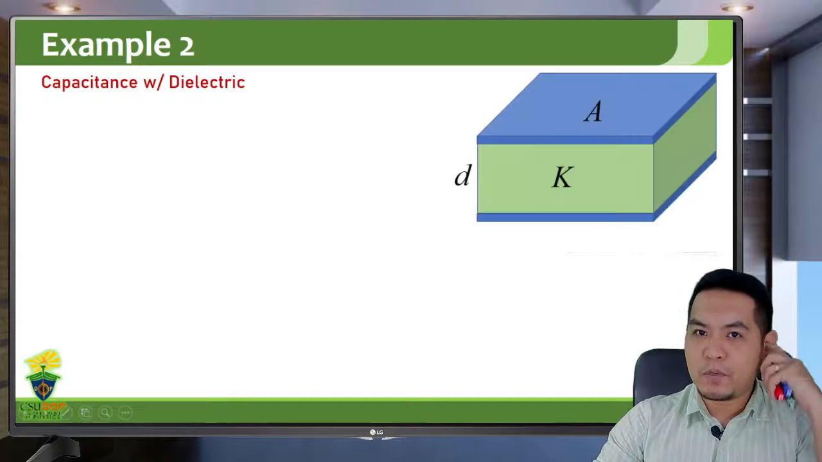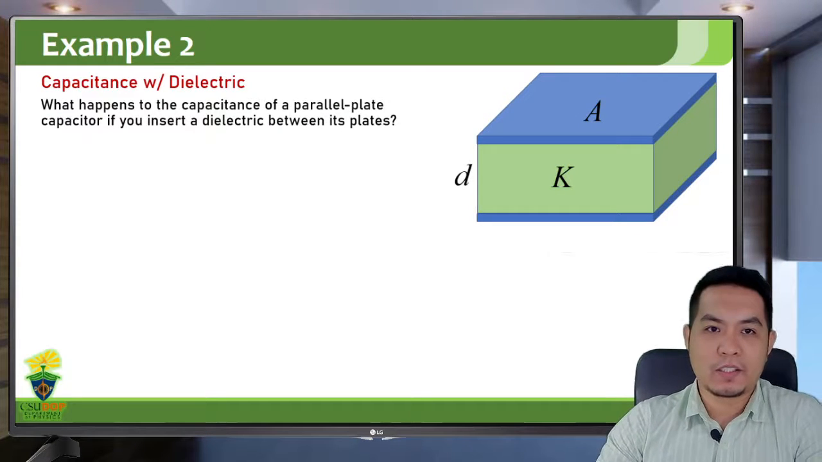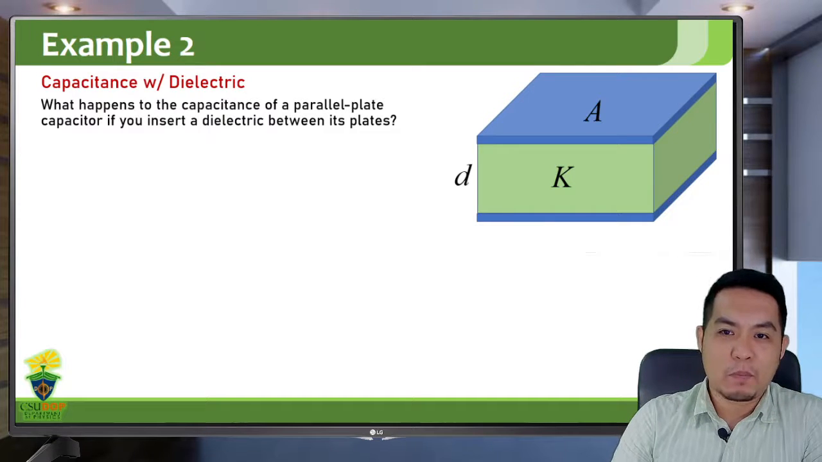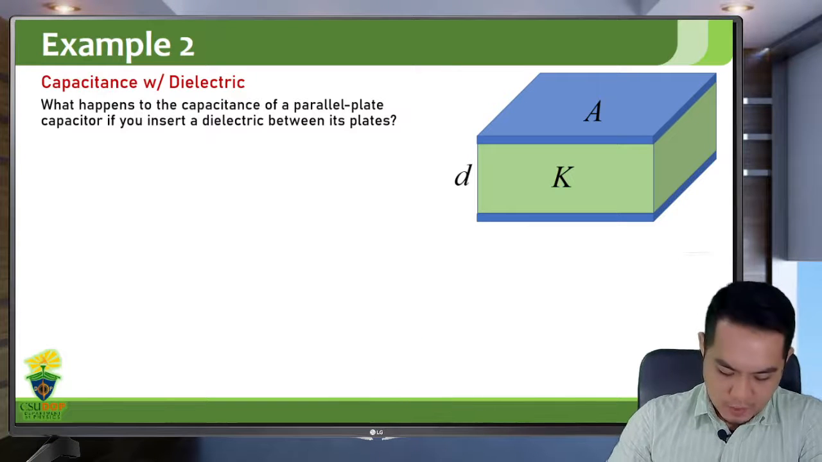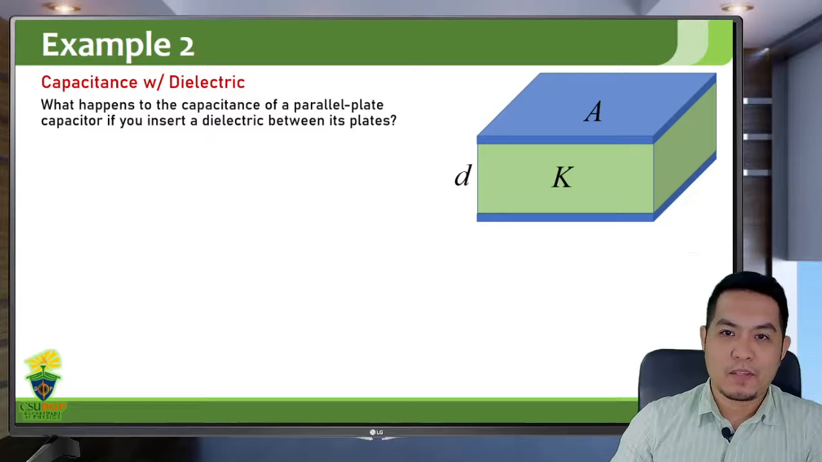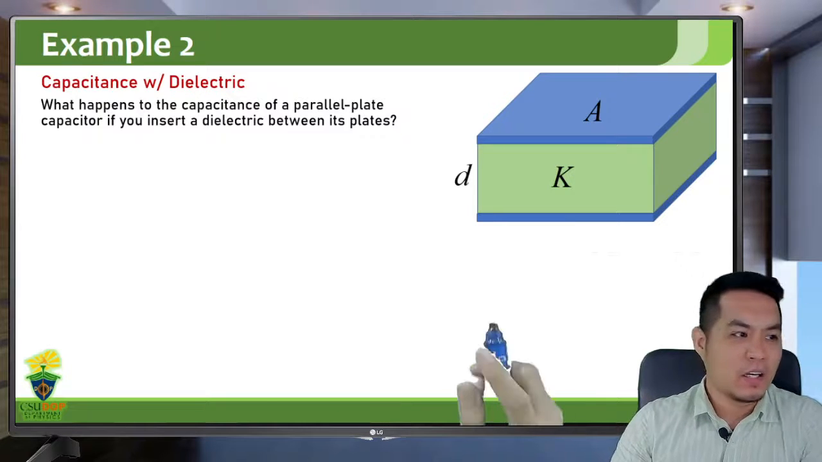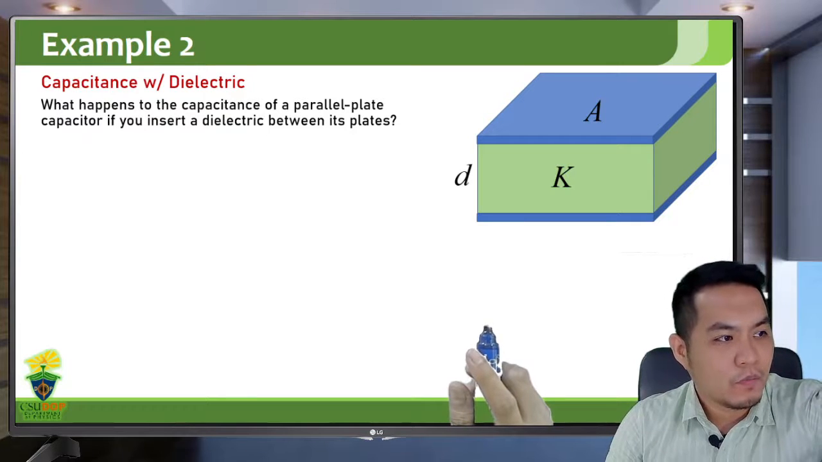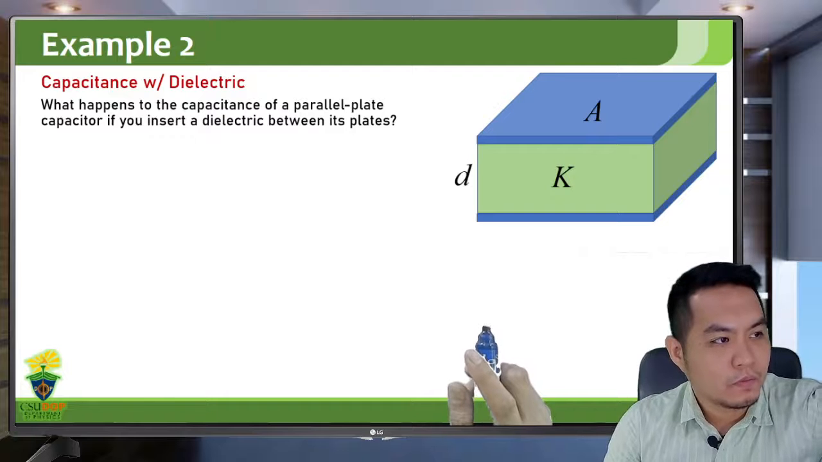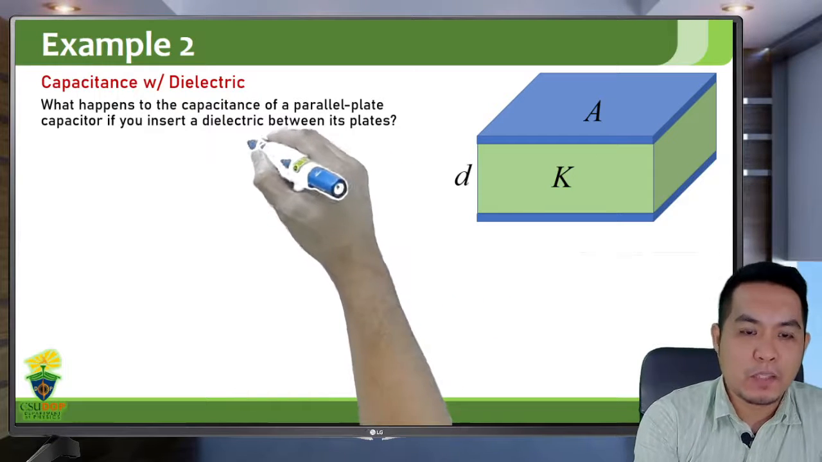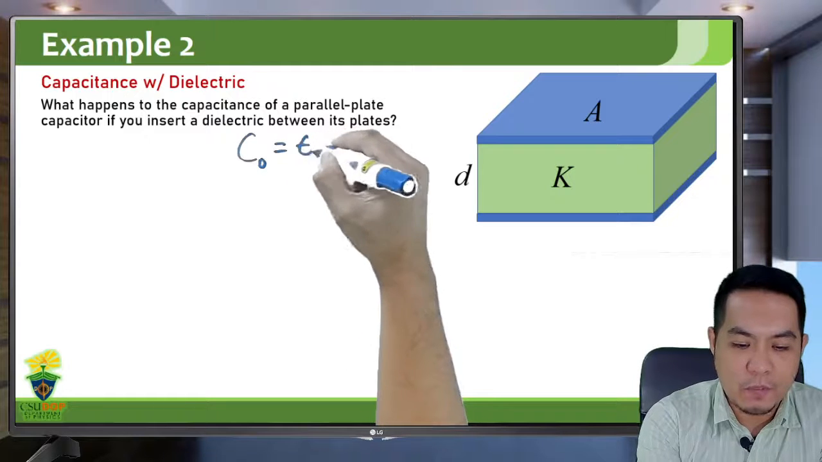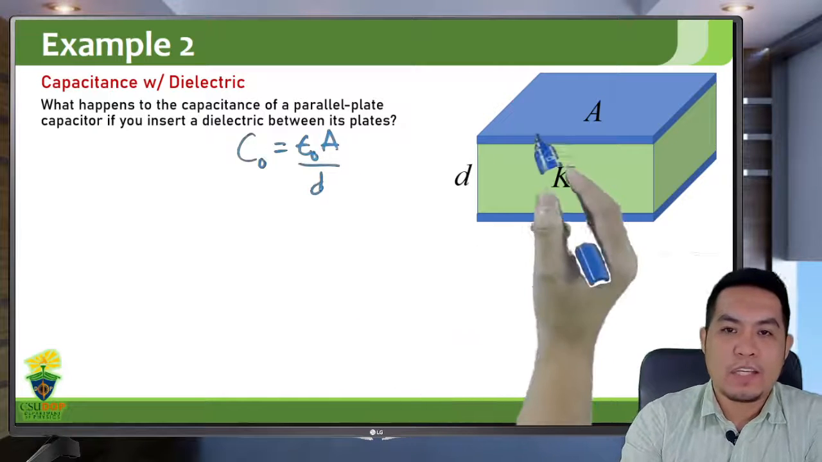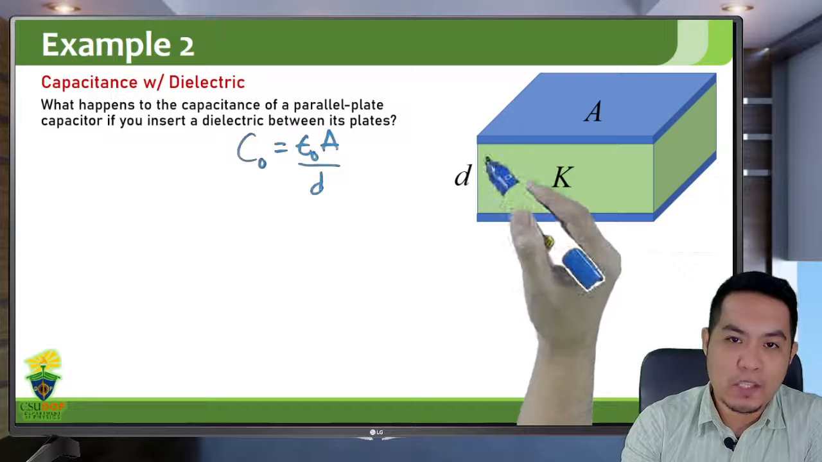For our next example, we have a capacitor with dielectric. What happens to the capacitance of a parallel plate capacitor if you insert a dielectric between its plates? You actually have solved this problem before. This is the classic problem in capacitance with dielectrics. For a capacitor without dielectric, its capacitance is epsilon naught A over D. It only depends on the area of its plates and the distance between its plates.